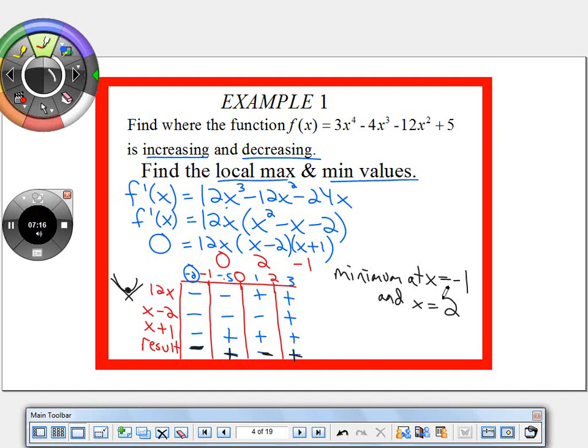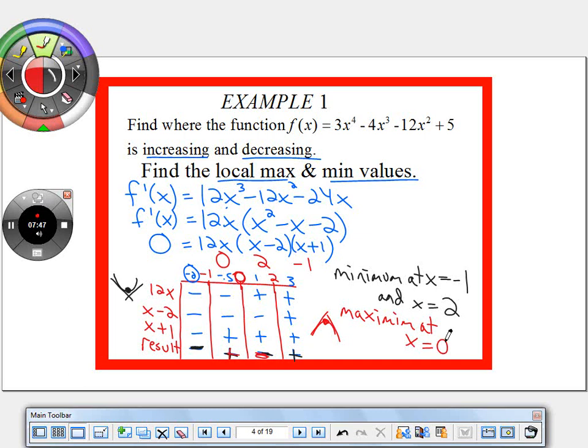Then you notice that we have a sign change, we go from positive to negative right here. And that's a graph kind of like it goes from positive to negative. So there has to be a high point there. Positive to negative means that we have a local maximum there. So we have a maximum at x equals 0. So it's at this spot. So these are where you have them.